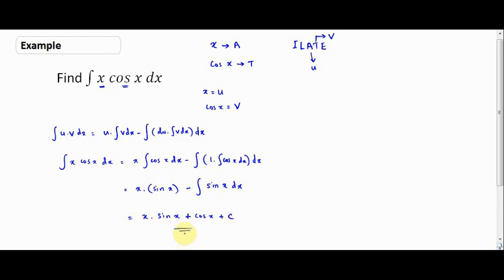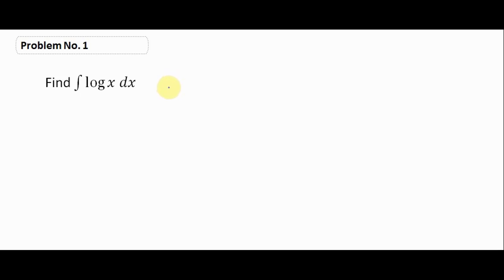So this way, by using ILATE rule and integration by parts, we can solve problems like this one, where the given function is a product of two functions on the independent variable. Now you may try to solve this problem. Find integral of log x dx. You may try to use integration by parts and you may find out the solution.